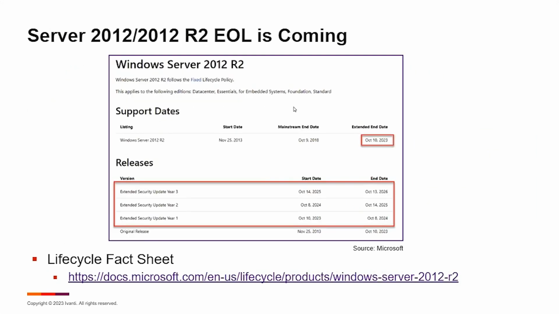End of life for 2012 is rapidly approaching, October 10th or October 9th, extended end date, October 10th, 2023. That's the last Patch Tuesday that Server 2012 will be covered. After that, you either need to make sure you got those out of your environment, or you need to make sure that you're getting on the ESU coverage for 1 to 3 years. Microsoft is going to be doing the same thing they did with 2008 and Windows 7. So 1, 2, or 3 years worth of coverage there, depending on how long you're planning to keep 2012 around.